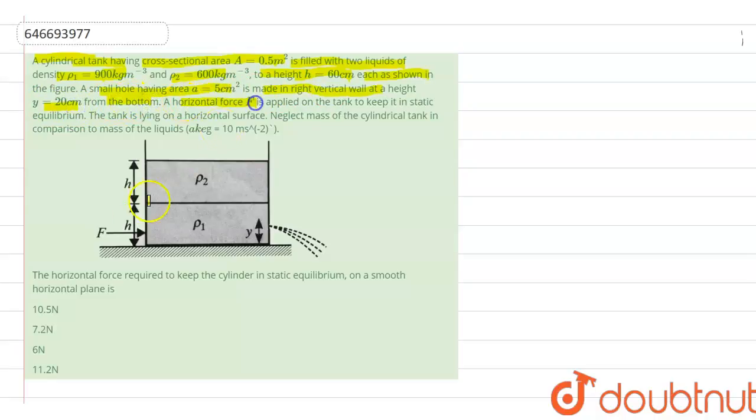Now a horizontal force F, which is right here, is applied on the tank to keep it in static equilibrium. That means this force is balancing the thrust which is produced by the velocity of efflux. The tank is lying on a horizontal surface. Neglect the mass of the cylinder tank in comparison to the mass of the liquid, and we have to calculate the force required to keep the cylinder in static equilibrium on a smooth horizontal plane. That means this surface is smooth here. So now we are going to solve this problem.